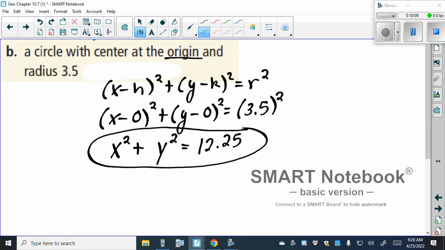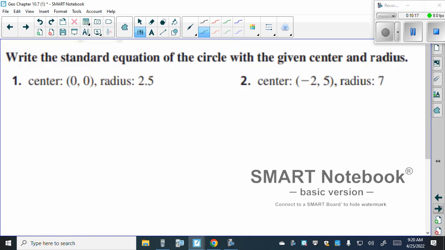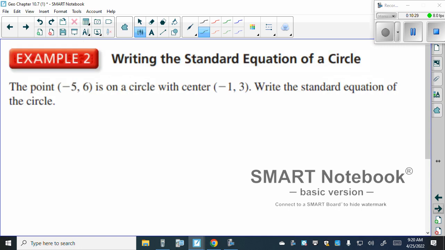Any questions on any of this here? Are you ready for the next one? Do we need to see another example of one of these? Do we feel comfortable with these two? Okay. Let's look at the next part.